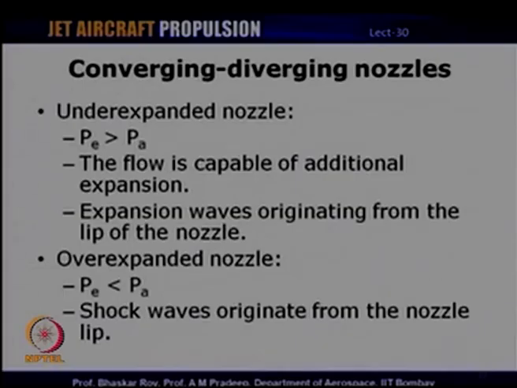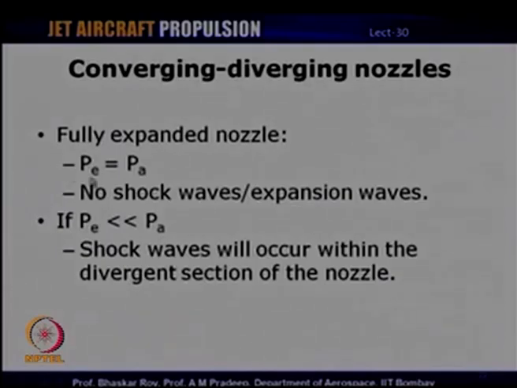The other extreme case would be an over expanded nozzle, that is, if P E is less than P A, that is, the nozzle is expanding more than what it should. And how can that be taken into account? Well, that can happen if the exit pressure is less than ambient pressure, there would be shock waves originating from the nozzle. Across the shock wave, the static pressure would increase, so that you have exit pressure finally equal to the ambient pressure.